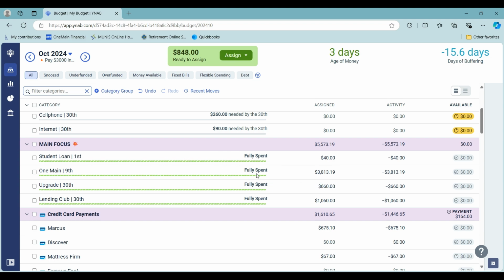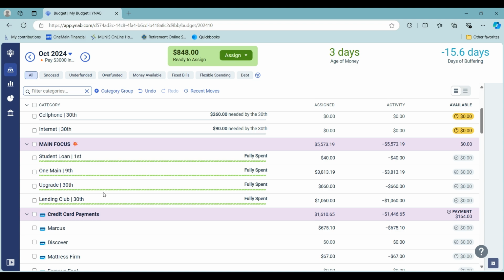So student loan, one main, upgrade, and Lending Club, everything in the main focus is fully spent. Paid and spent, I don't have to worry about anything. But let me tell you what has happened with upgrade. So the last time I was here doing the paycheck budget, I did tell you guys that I was going to assign half for upgrade and a third of my auto loan payment. When I went in to pay the upgrade payment or half of the upgrade payment, they wouldn't let me pay a half. They were telling me that I had to call into customer service instead of paying it online or in the app, that I had to wait. So I decided, you know what? Let me just go ahead and pull the money back from the auto loan and pay the full payment to upgrade.